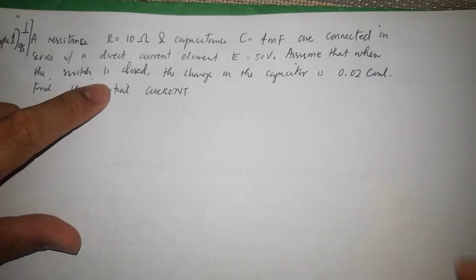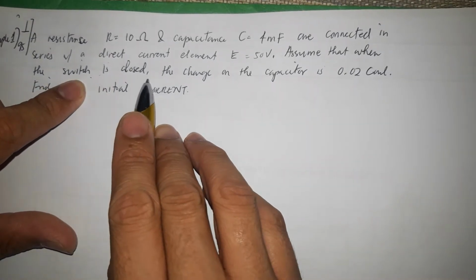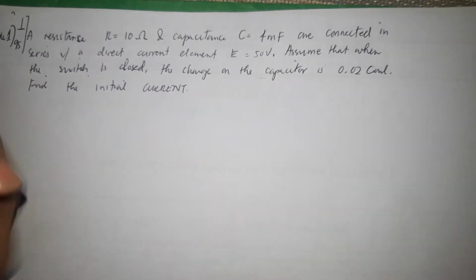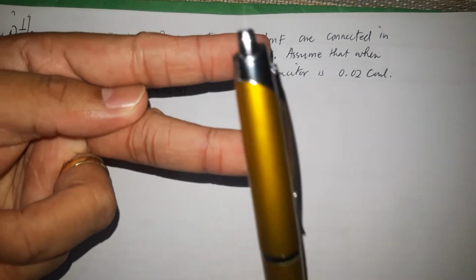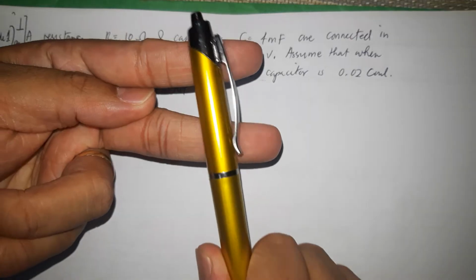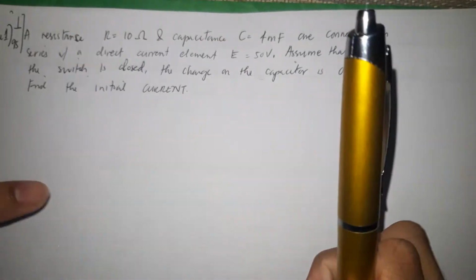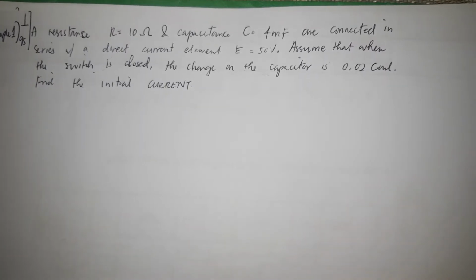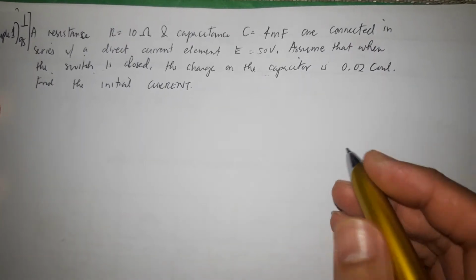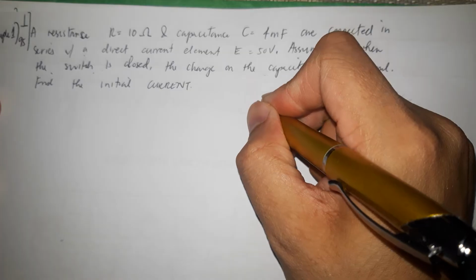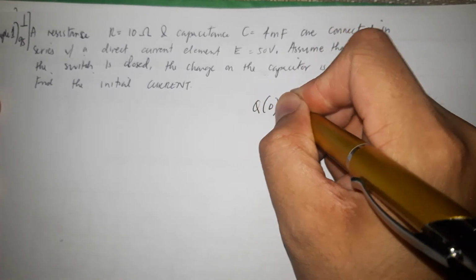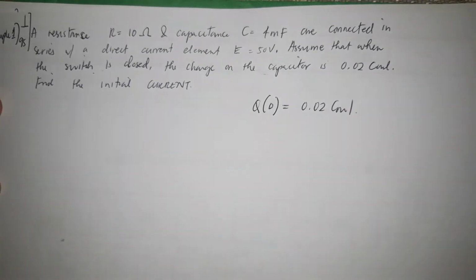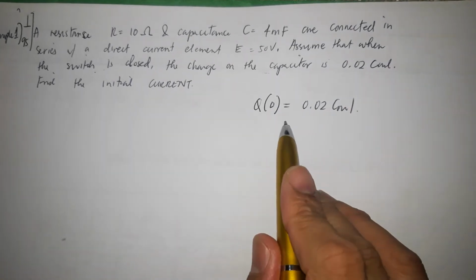But in this case, at the time the switch is closed, ibig sabihin at time t is 0, our capacitor's charge is 0.02. So meaning to say, hindi na short or na discharge yung charge in that particular capacitor. So we are looking for the initial current. So ang initial condition natin is that at time t is 0, the charge in the capacitor is 0.02 coulomb. So that's our initial condition.